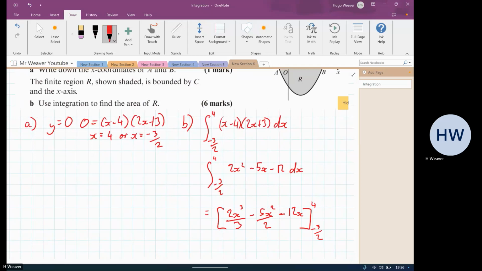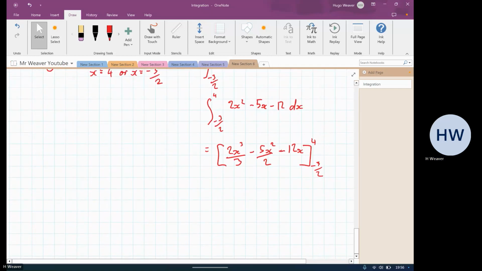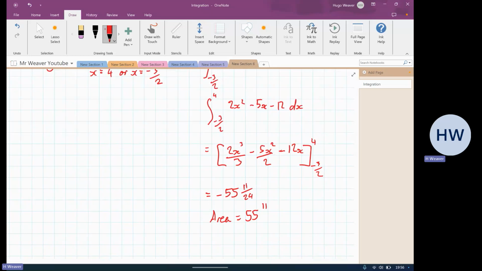Now, if you were to put this into a calculator, and I have to admit I cheated a little bit as I didn't have the calculator, so I just plugged this into Wolfram Alpha. But if you were to plug this in, you would get negative 55 and 11 over 24. So negative 55 and 11 over 24. Now, because it's area, you can't have a negative area. So my area, I'm just now going to times this by negative 1. I now have 55 and 11 over 24.